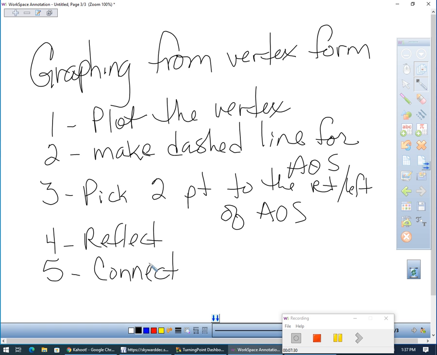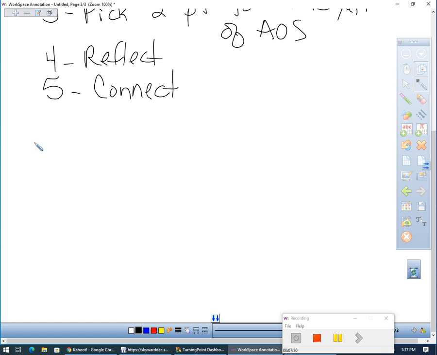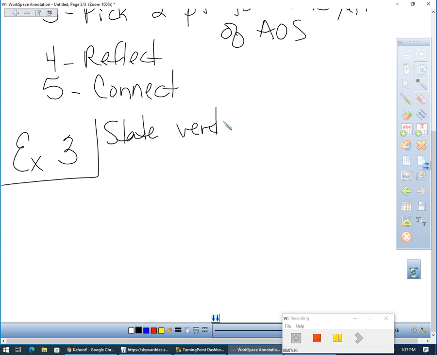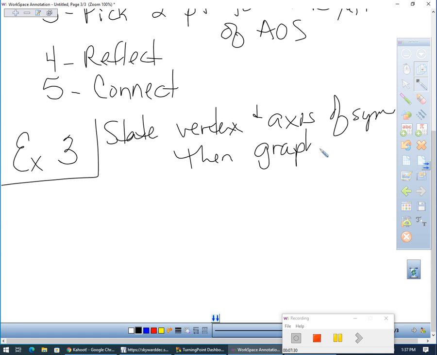Real easy one. So here is example number 3. I want you to state the vertex and axis of symmetry, then graph. I have y equals (x minus 1) squared plus 2. Oh, sorry, I forgot my squared here. Sorry, guys.